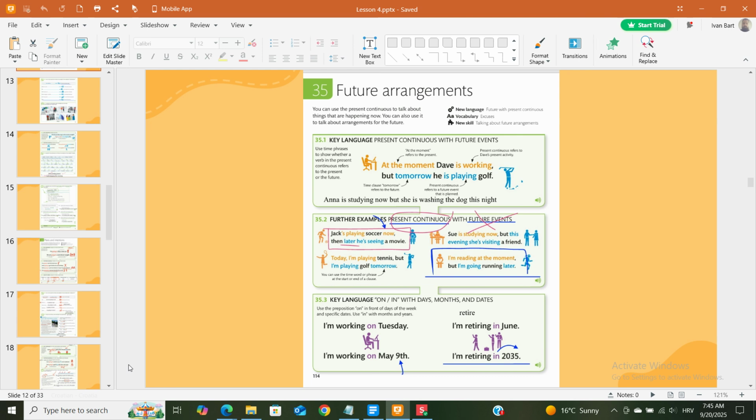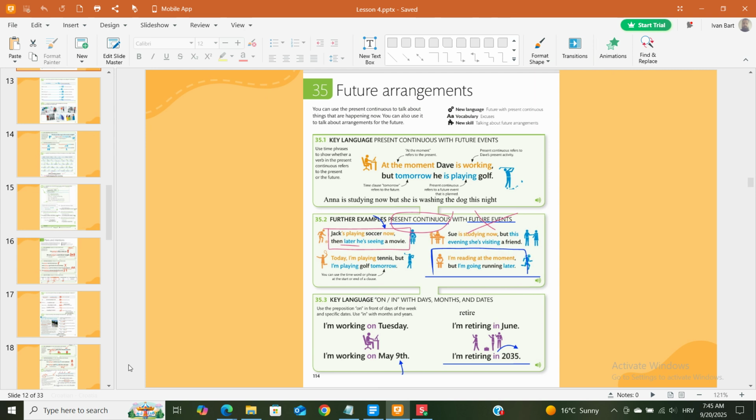35.2 Further examples: present continuous with future events. Jack's playing soccer now, then later he's seeing a movie. Today I'm playing tennis, but I'm playing golf tomorrow. You can use the time word or phrase at the start or end of a clause. Sue is studying now, but this evening she's visiting a friend. I'm reading at the moment, but I'm going running later.